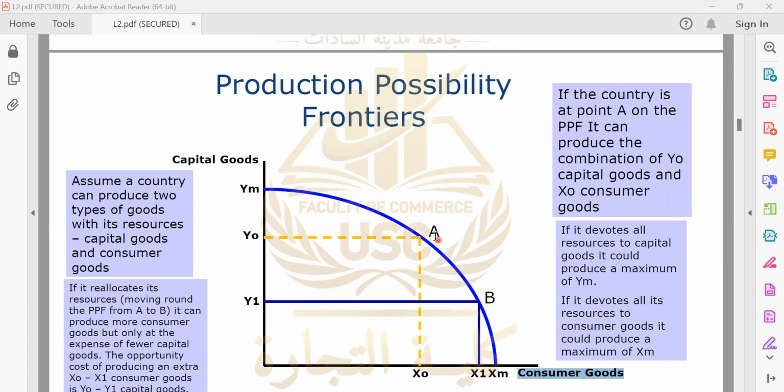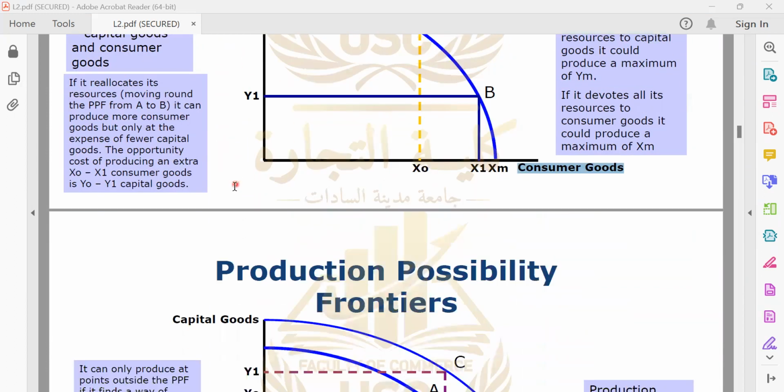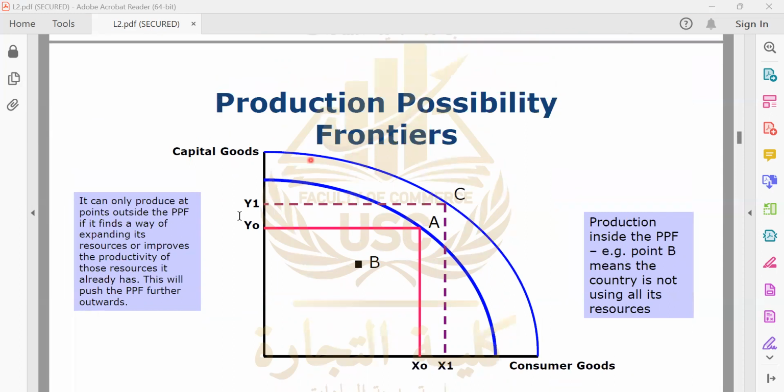If we move to point B, we have a different combination. We know that this is the maximum amount of consumer goods, and this is the maximum amount of capital goods. So when we have an outward shift, it shows us expansion of using resources or improving the productivity of these resources. This will push the PPF further outward.